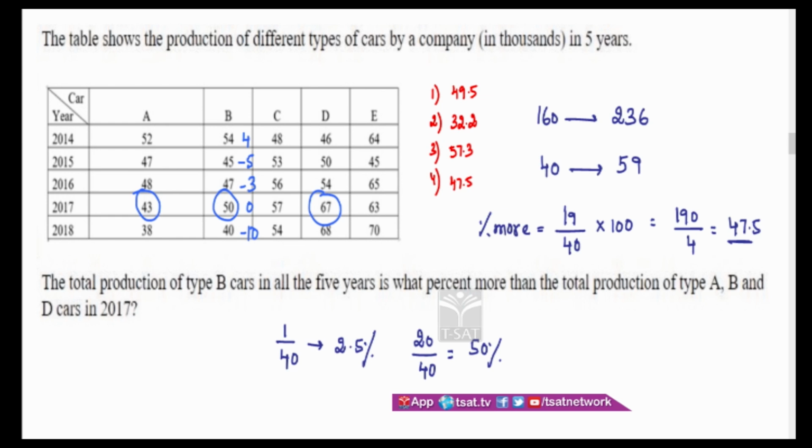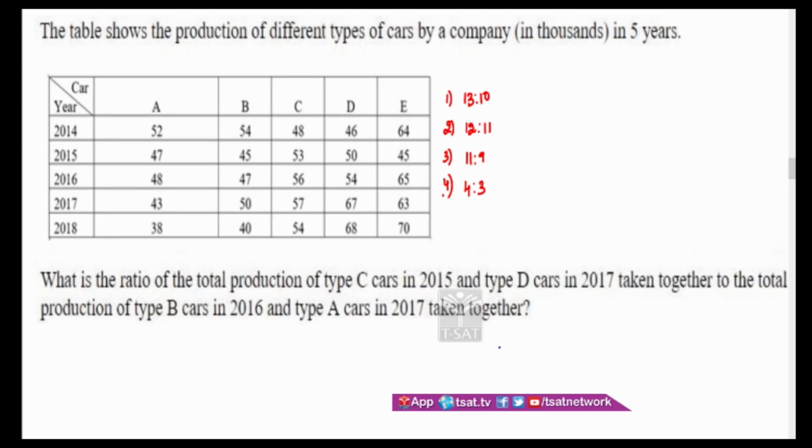Same thing, if I ask you what is 21 by 40, then you have to add both. Then you can say it is 52.5%. So you have to work a little bit more on fractions, on how we convert fraction to percentage, so that in data interpretation it will be more and more easy for you to do it. Look at another question on the same graph.